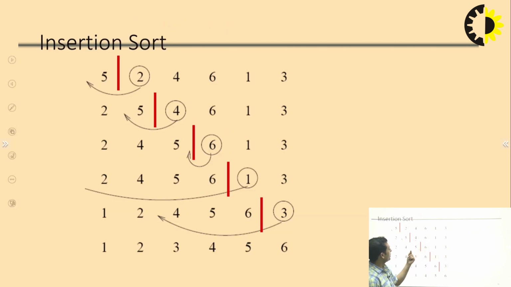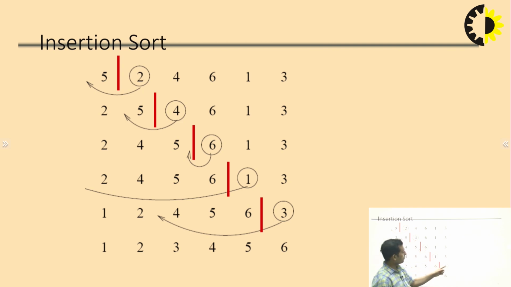Take 6 and compare it with the 5. 6 is greater than 5, so just place it here, with no need to compare further. Now pick the 1. Compare 1 with 6, 5, 4, and 2. The proper position of 1 is at the beginning of the cards: 1, 2, 4, 5, 6.